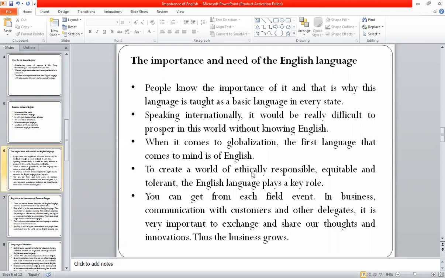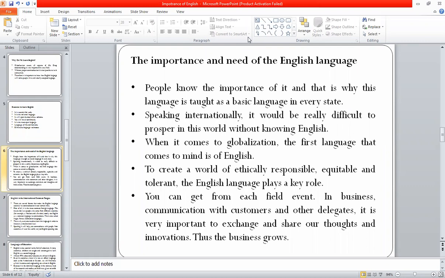When it comes to globalization, the first language that comes to our mind is English. As it is the language of globalization, when we think of being a part of globalization, the first support that we will take is of the English language. Because to become global, we have to have the minimum necessary knowledge of this language.